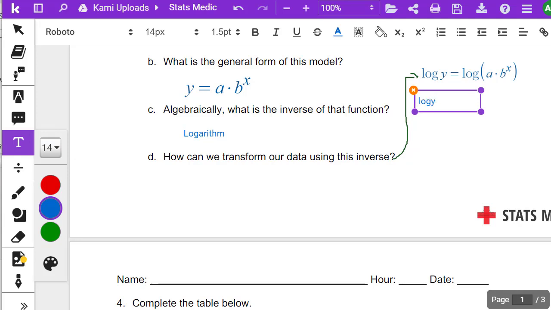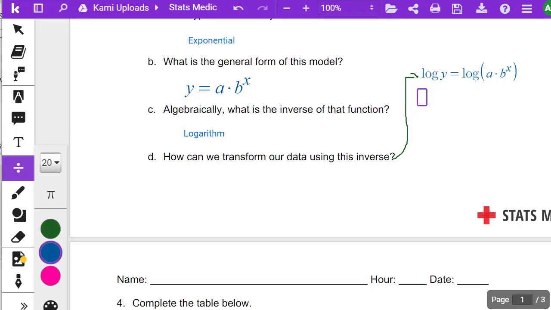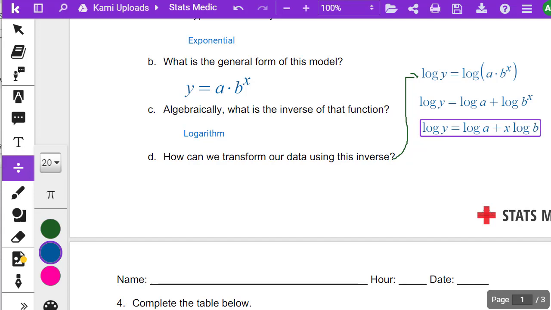And then let me get back into the equation. Log of y equals, when you have a product of two logs, you can take it separately, right? So log of b to the x. Okay. Then I can move the x out in front. All right. So log of y equals log of a plus x times log b. Oh, that's starting to look like a linear function.